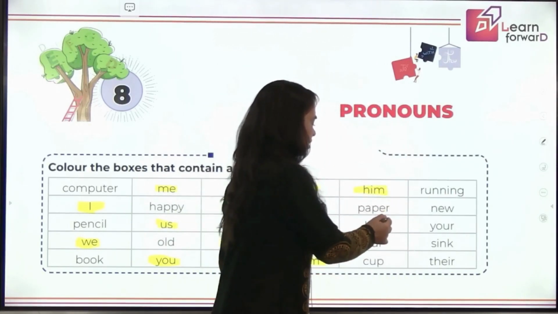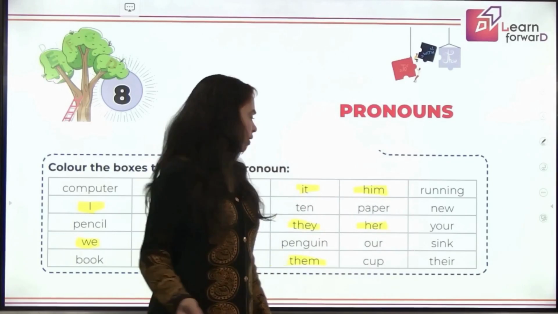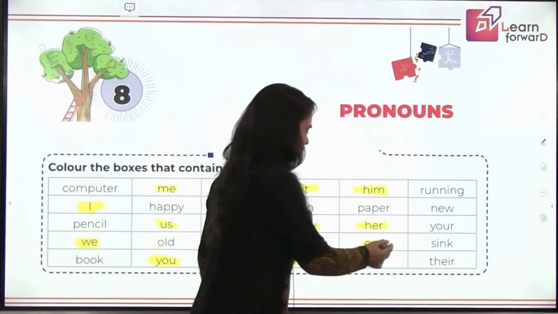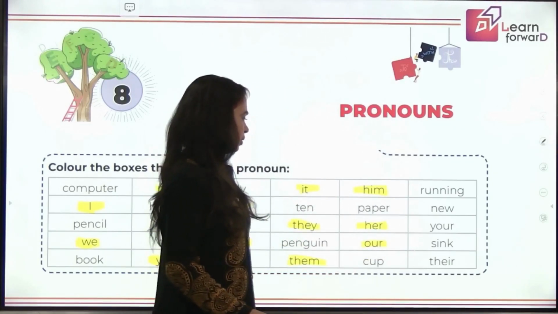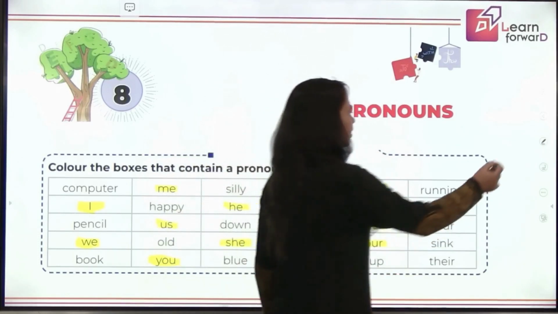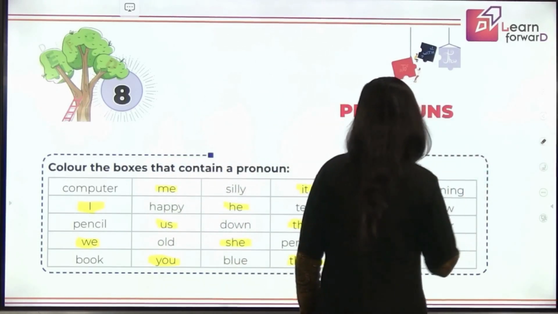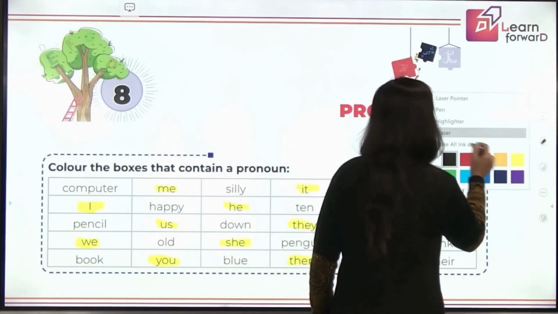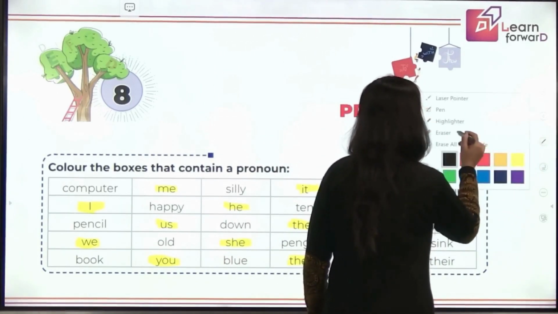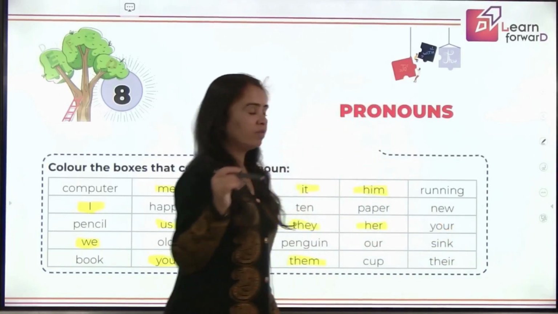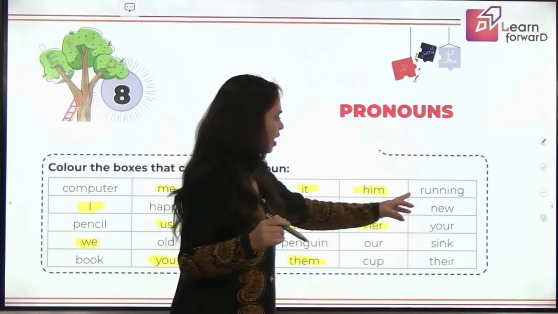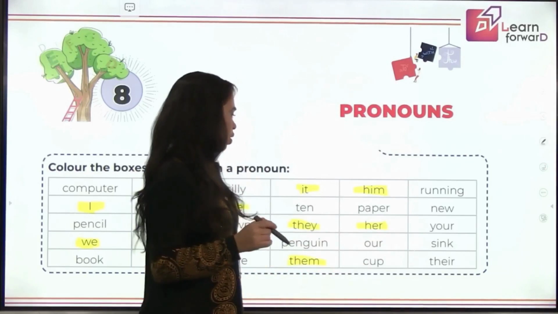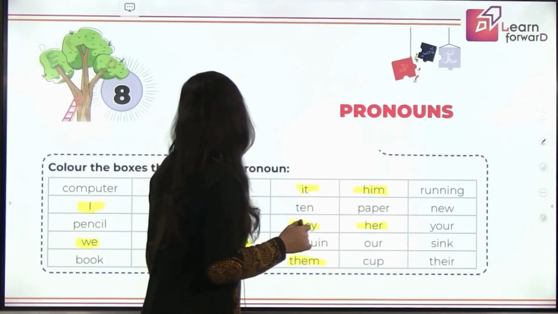Yes, him is correct. Her is correct. R is also correct. Okay. Cup. Do you think R is a pronoun? No, R is not a pronoun, children. We'll get to know about it when we learn pronouns. Then we have here, your is not, their is also not.